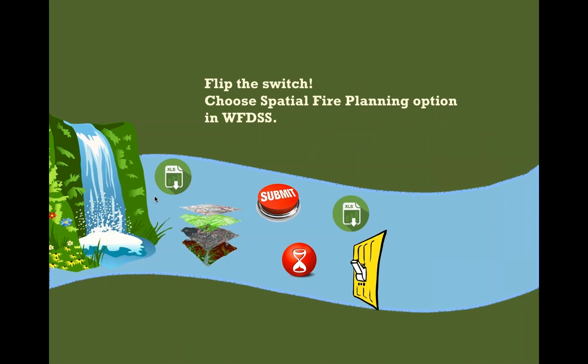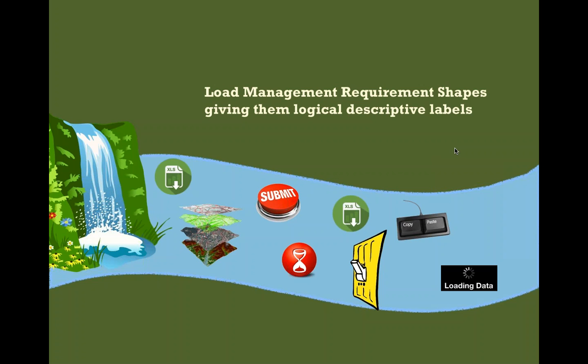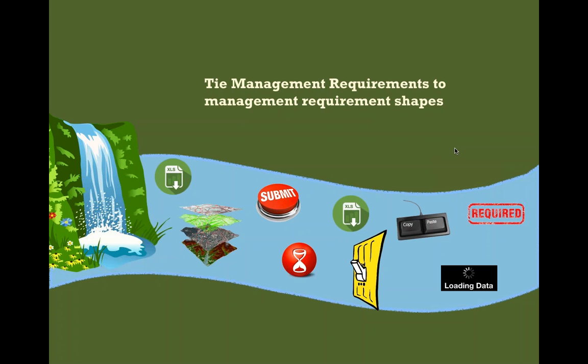And then when the data are loaded, flip the switch. Change over from FMU to spatial fire planning. Some things will happen, and we'll talk about that. But by that time, when you flip the switch, hopefully, if you follow this scheme, everything will be ready, and it's just a copy paste exercise. You copy out of your Excel document into Word, and you tie your polygons to your text, and you're good. Then you load up your management requirement shapes, and you do the same. You copy and paste out of your Excel.